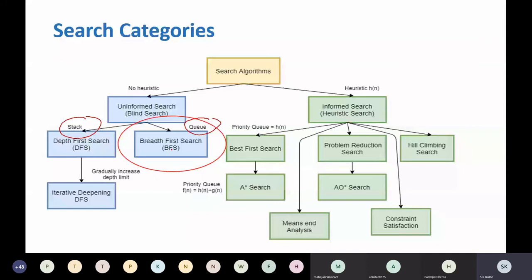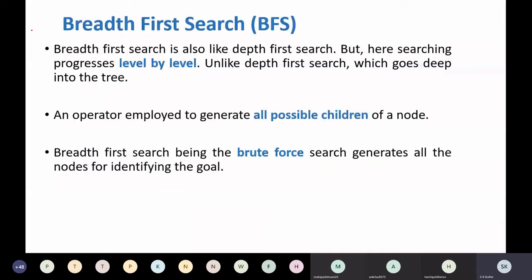As the name suggests, breadth first search is like depth first search in a sense that it does not use any information to carry out the search, it moves blindly. But here you are going to move level by level, right? As opposed to depth first search, where we move along the depth. Here we are going to move along the levels. So that is the major difference.